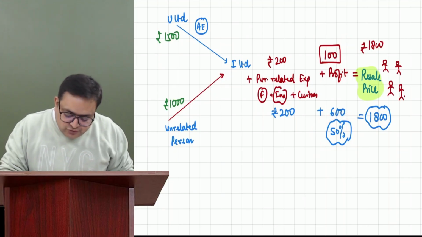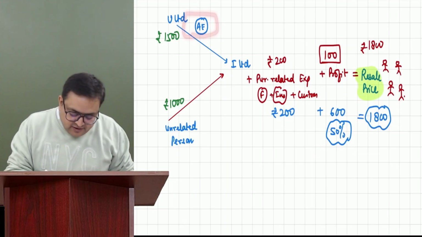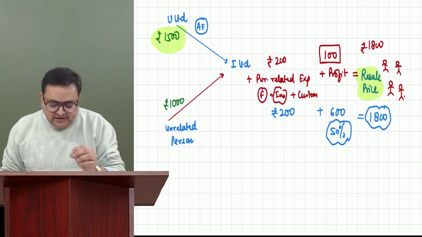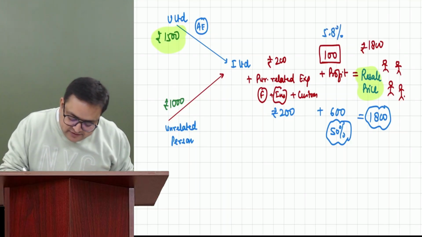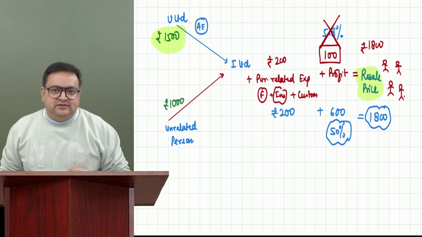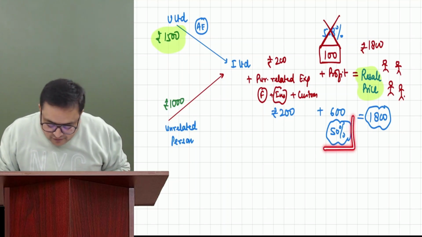So guys, please don't take the profit percentages of these associated enterprises. Why? Because this price is an influenced price. Therefore the profit percentage, let us say it is coming as 5.8%, is also an influenced profit percentage. So please don't take this. You always have to take your normal profit margin.